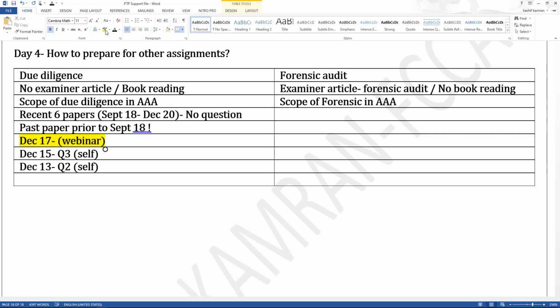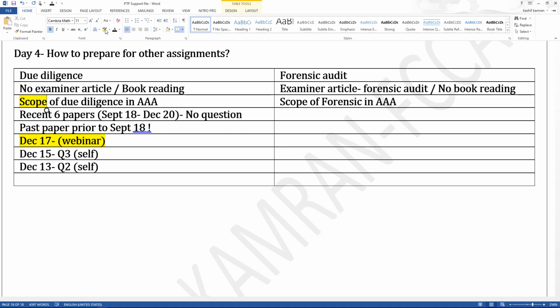Is that clear? When you do the past papers, will the past papers help you understand the scope of due diligence, how questions come on due diligence, and what you should know from the book reading? The book reading will only be helpful to all of you if you know the scope. But if you just read the book and you have no idea about the past papers, is that logical? The book reading will only be logical if you know the scope.